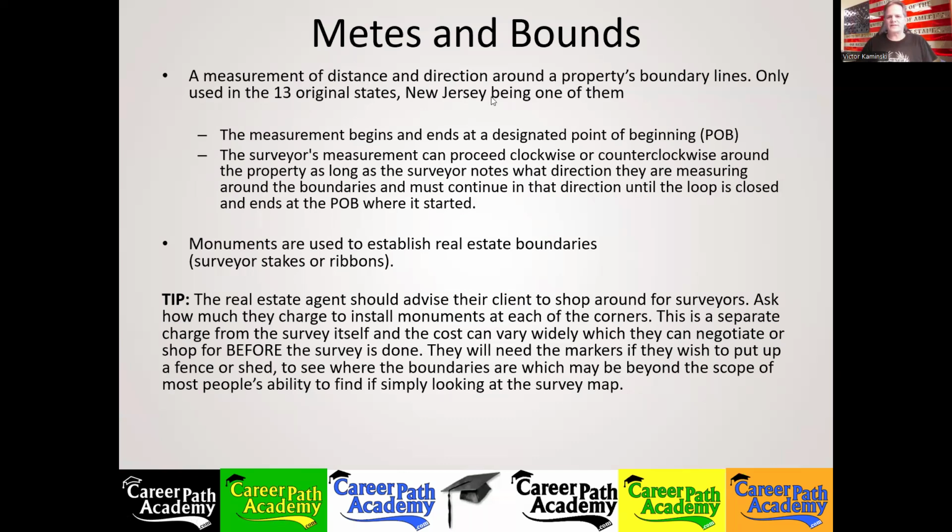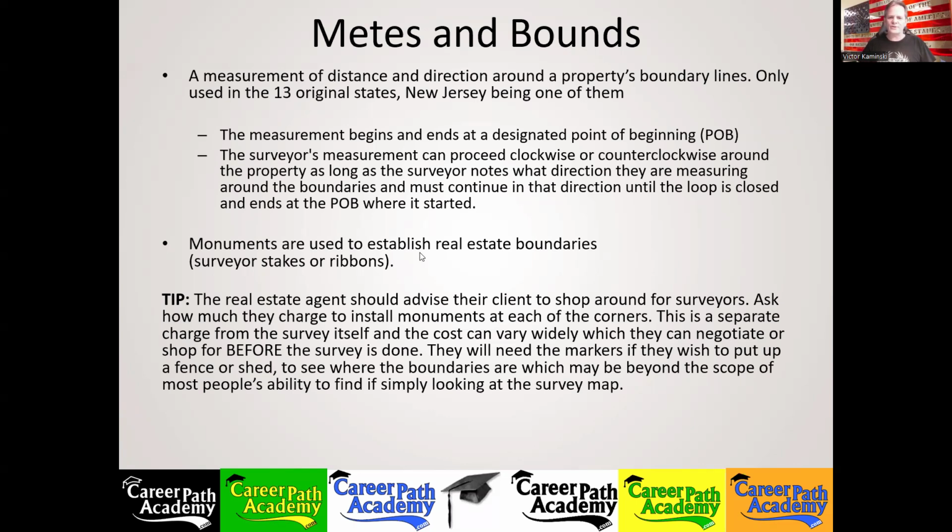So a measurement of distance and direction around the property lines, only used in the 13 original states. Now, it doesn't matter which direction, whether it's clockwise or counterclockwise. It's usually clockwise that they measure around the property, but it doesn't need to be, as long as the surveyor notes on their survey which direction they're going in as they're doing their measurements. And whatever direction they start, they need to continue in that until they close the loop and end up at that point of beginning where they started.